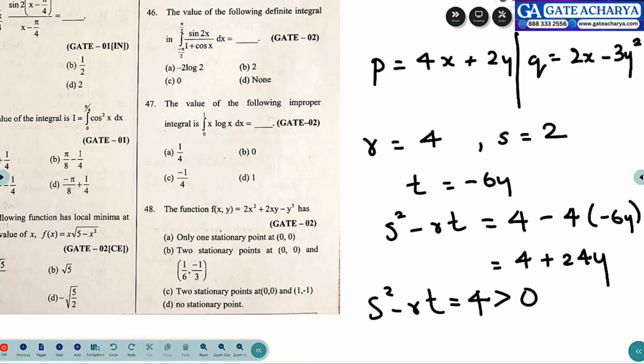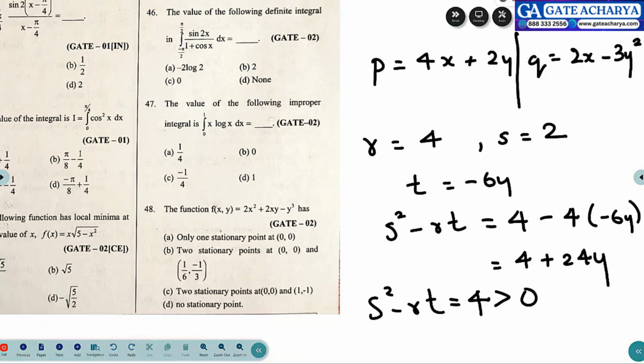So this is what point? What is the option? But there is an option 1, minus 1. Na? In option C, you can see there is another point, 1, minus 1. Let's investigate that also. So put a 1, minus 1 in S square minus RT. Please do that. Yeah, same.